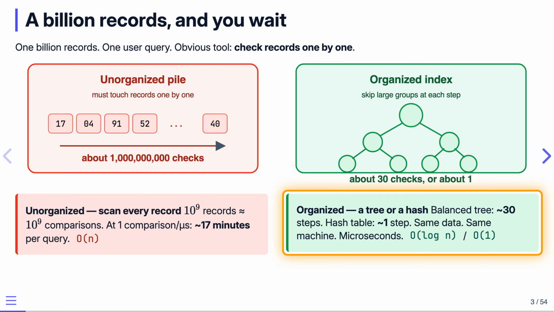Now let's organize the same data. With a balanced tree, we need only about 30 steps. With a hash table, about 1 step. Same data, same machine, but now the answer comes back in microseconds. We call this big O of log n, or big O of 1.